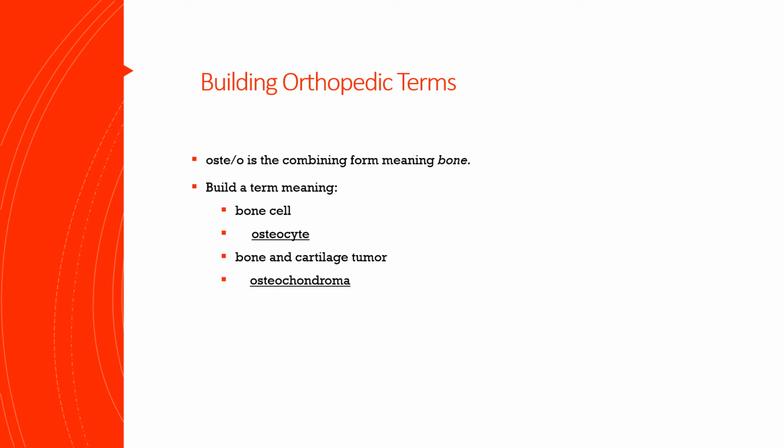Osteo is the combining form that means bone. Build a term meaning bone cell. Osteocyte. Bone and cartilage tumor. Osteochondroma.